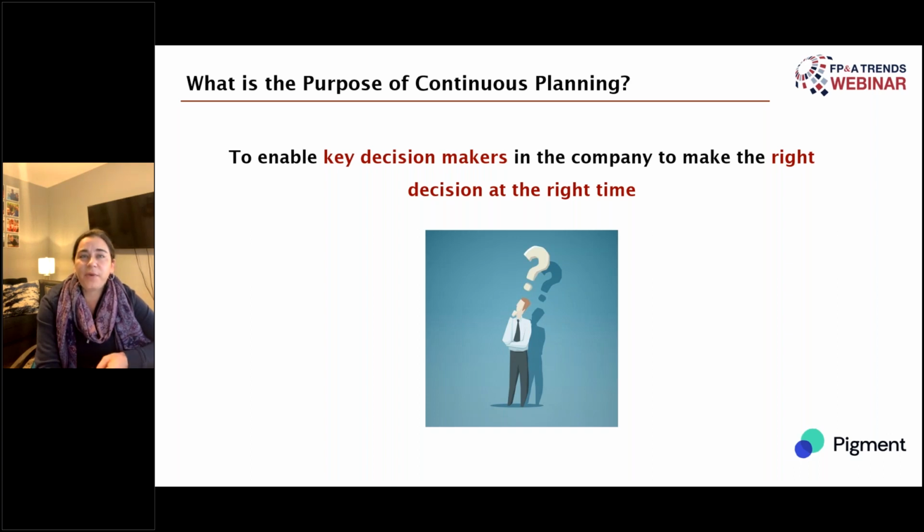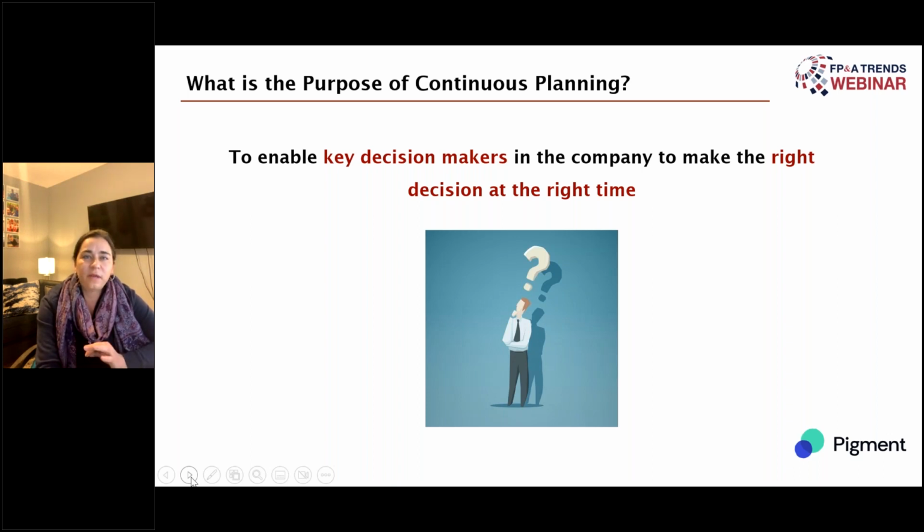Today I'm going to build upon some of the comments made by the previous speakers. I'm going to talk a little bit about continuous planning and some of the critical elements that must be in place in order for you to have a successful continuous planning process. As Simon Sinek says, it's important to start with the why. Why do we want to have an effective continuous planning process, and what's the purpose?